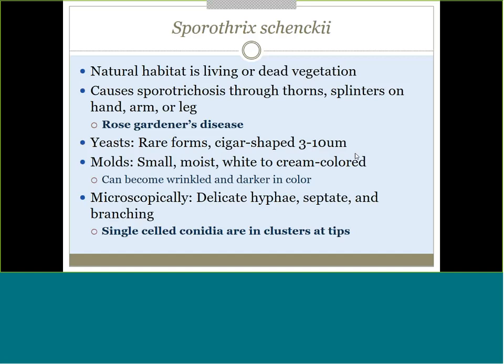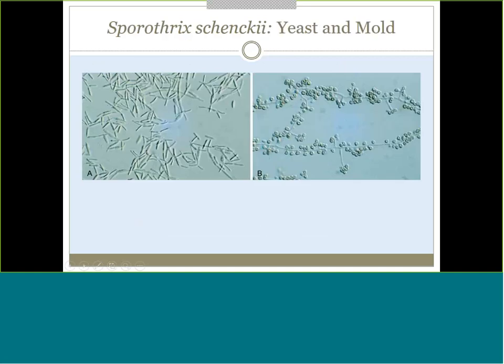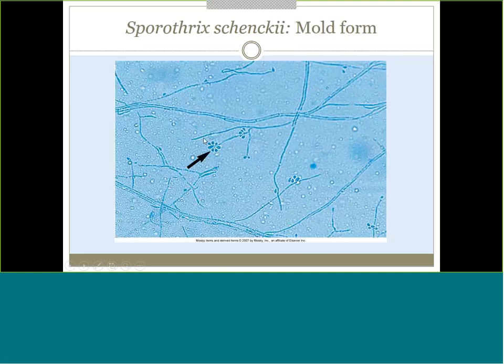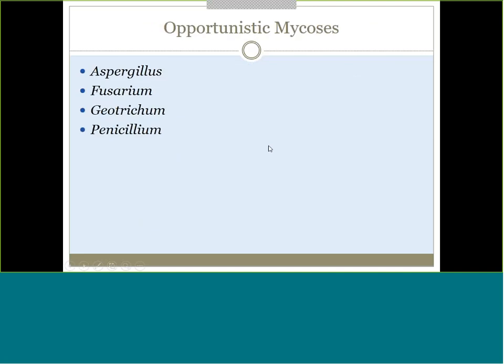Now, this has both yeast and mold states, which we'll talk about later, but yeasts are more rare. We don't see those as much, but you should definitely know what the molds look like under the microscope. They are single-celled conidia that have little clusters at the tips. So letter B is the mold that I need you to know. If you look here, they kind of look like little flowers at the tips of the longer ones. I know they're a little clustered. Here's a great example of what it looks like. So definitely know that picture and know all about Sporothrix schenckii.